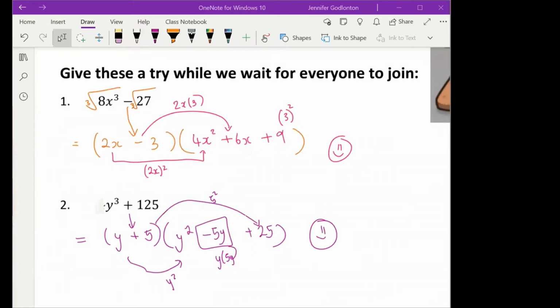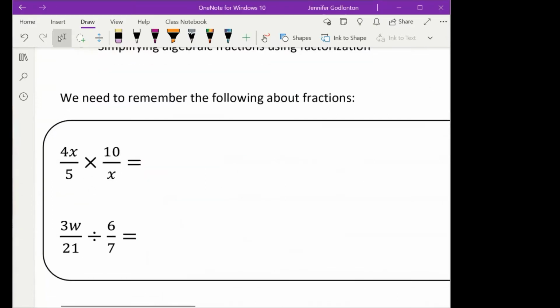Before we jump into the harder questions, we actually need to just make sure we remember some of our fraction rules before we move on. So if we have a look at this, we've got 4x times 10 and then at the bottom, well, 4x over 5 times 10 over x. And I'm trying to multiply those together.